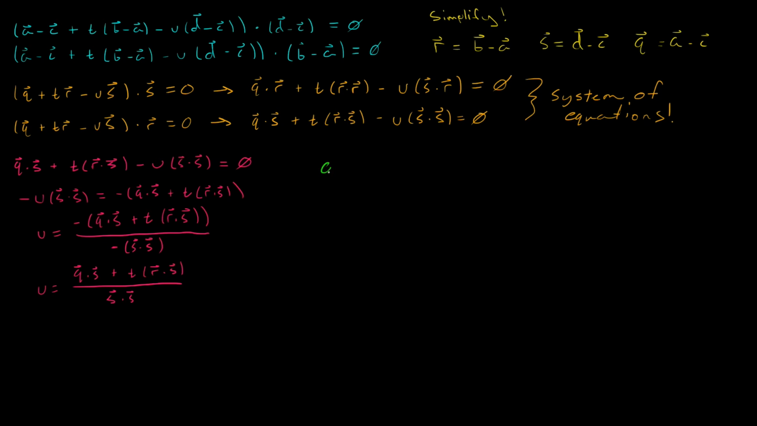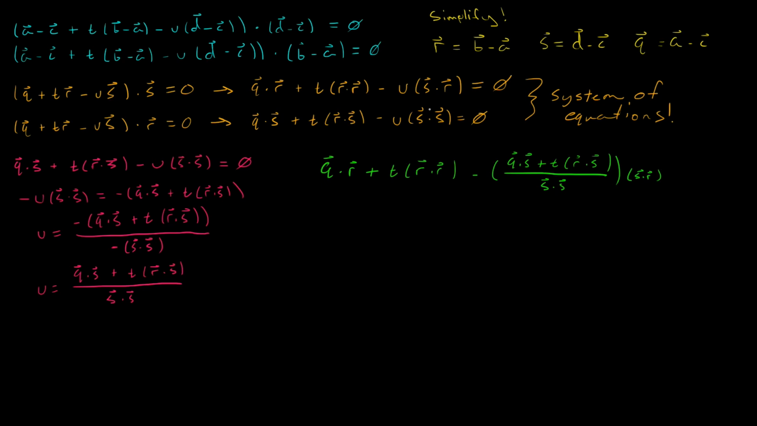So to do that, that's going to be q dot r, and as I said, this is where I'm going to start actually writing stuff, plus t r dot r, right? We're just copying basically that top equation. And we're filling in u here, so u is q dot s plus t r dot s, and it is divided by s dot s, and then that is multiplied by s dot r.